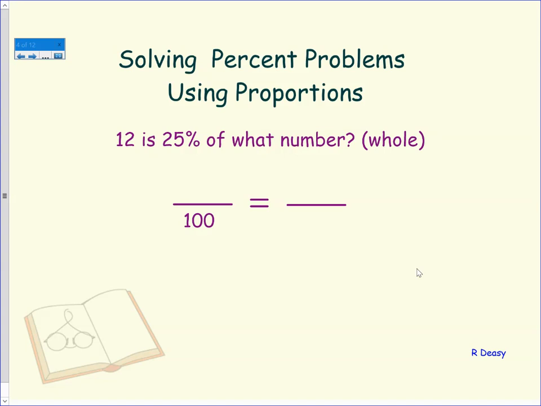Gavin, what's 1,200 divided by 25? 48. Do y'all agree with that? Yes. Okay, awesome. So 12 is 25% of 48.